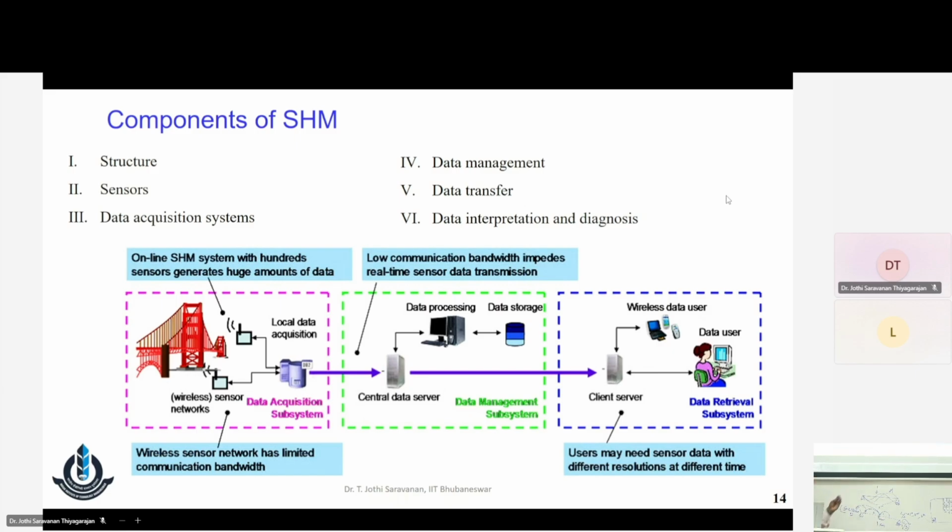Imagine you have a huge structure with too many sensors. For this sync node there are many other techniques. Multi-hop is a very famous technique, where you try to collect the data without any loss of information. That is very important. Once you do it, you try to do the data interpretation and diagnosis. That's the thing.